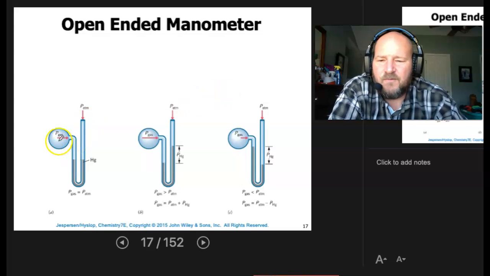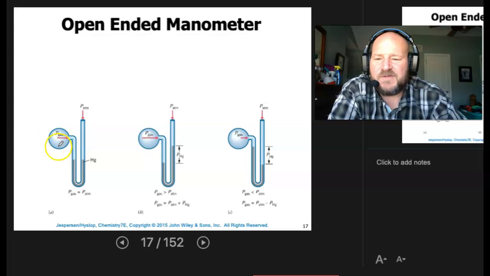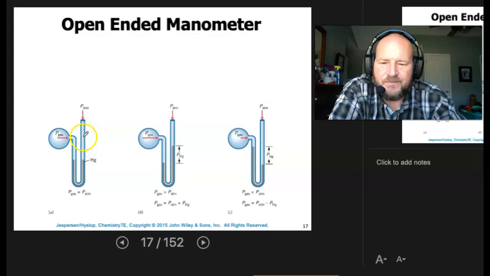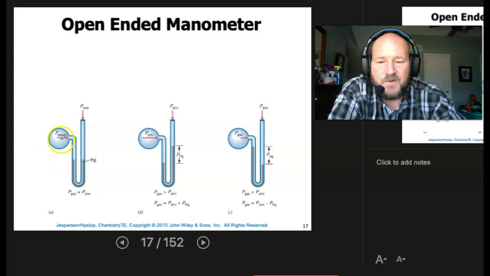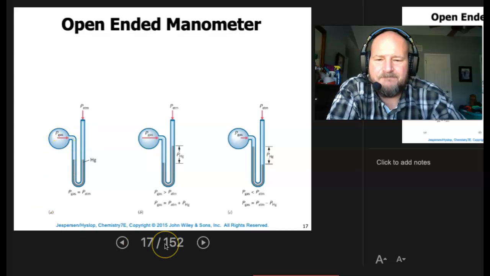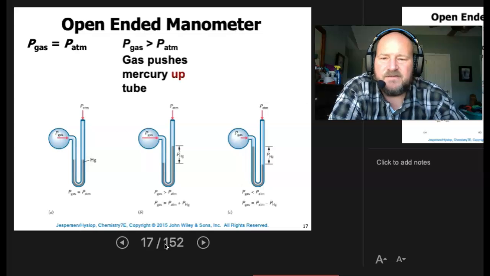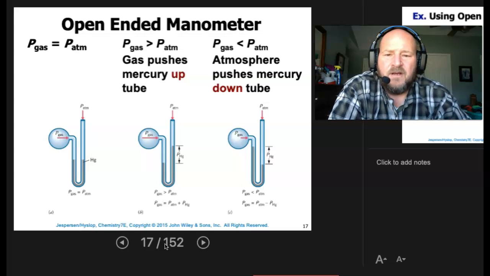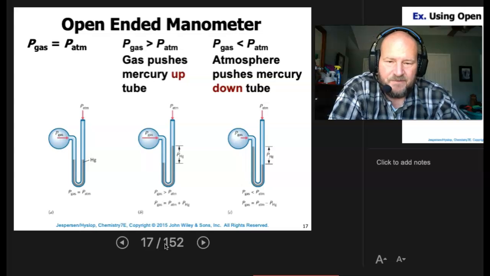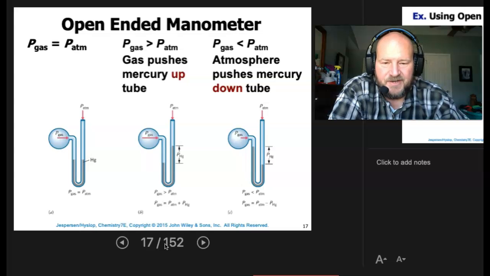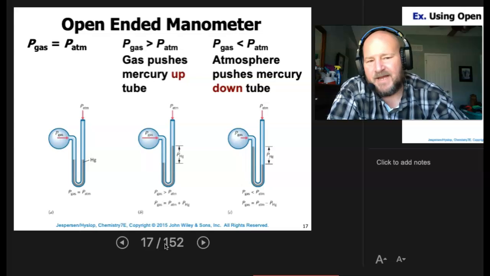Okay, so now we're going to do our reaction here. We're going to produce the gas. The gas is going to exert a pressure, and that's going to push the mercury through the tube. Or maybe we consume a gas and we pull the mercury back. So P gas will equal P atmosphere at equilibrium. P gas greater than P atmosphere: the gas pushes mercury up the tube. In other words, we're producing gas. P gas less than P atmosphere: the atmosphere will push down the mercury tube, and so then we'll see the mercury go back towards the vessel.